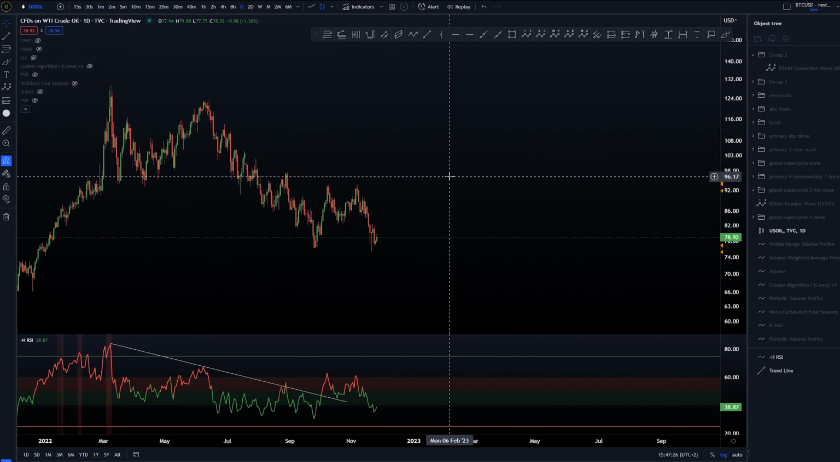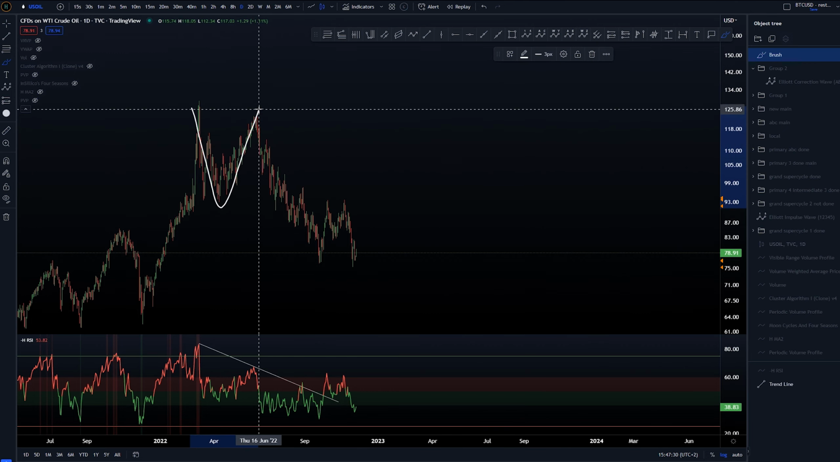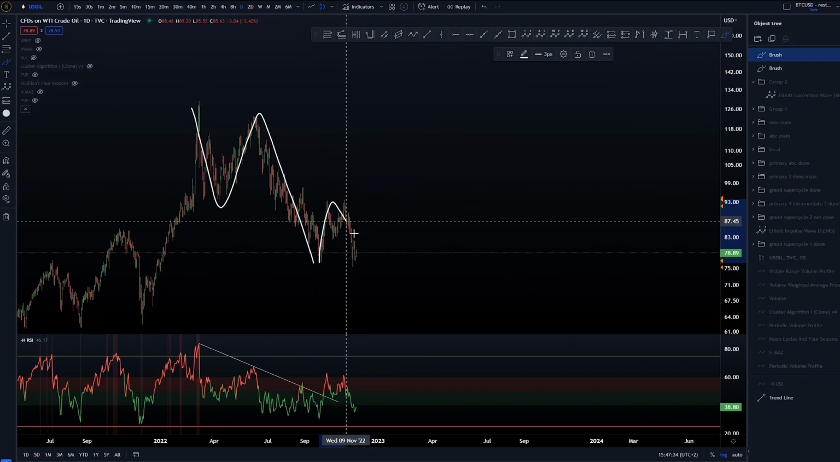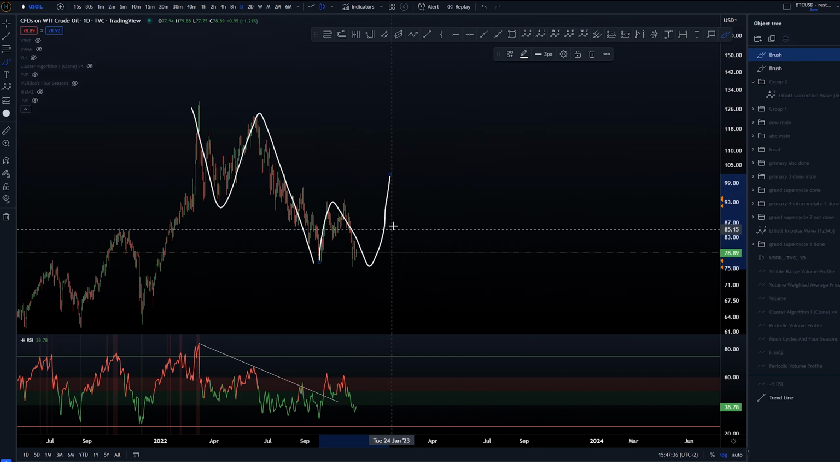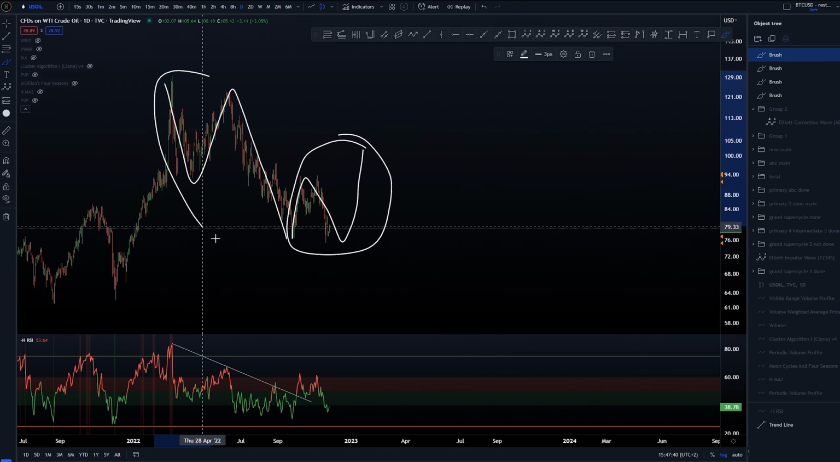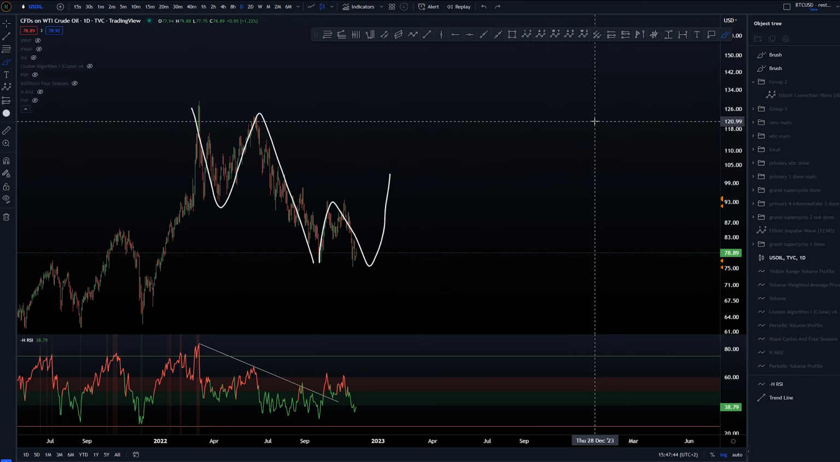If we zoom out a bit, we could say that we have this as a 1, 2, 3 move or an ABC move, and then another ABC move here, basically a connector wave connecting this first structure over to the next here. Again, that is one possibility.